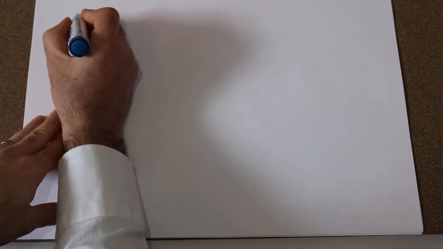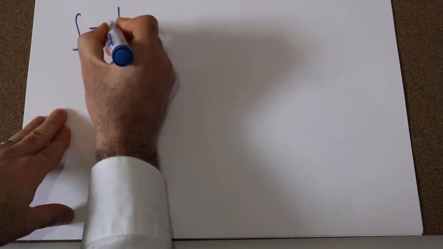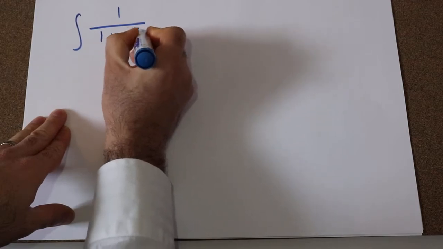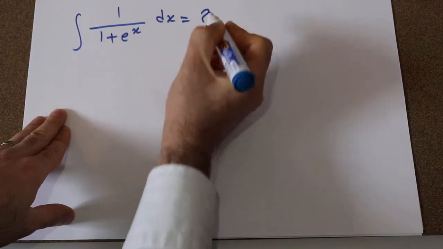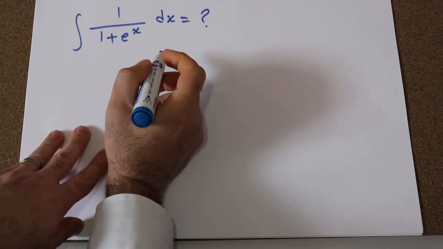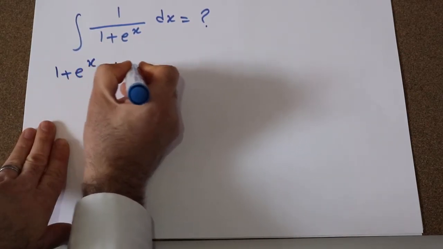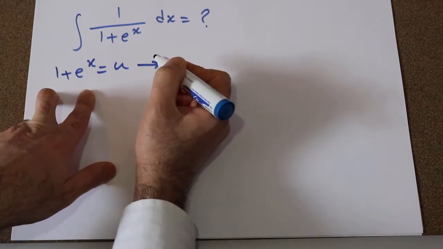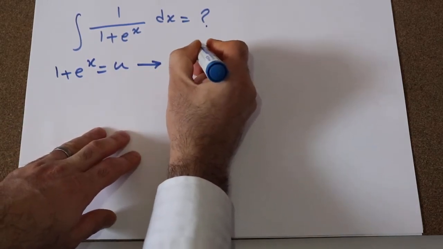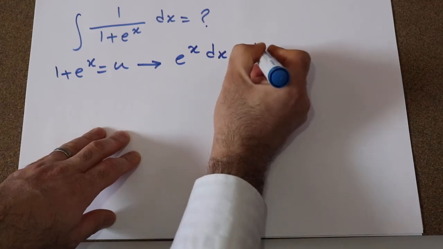Hello, today I'm going to show you how to calculate the integral of 1 divided by 1 plus e^x dx. You can solve this integral using the substitution rule. So if you define 1 plus e^x as u, and if you take the derivative of each side of this equation, you get e^x dx equal to du.